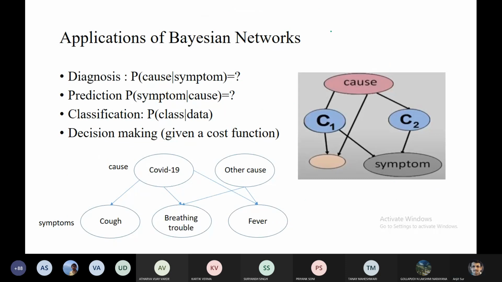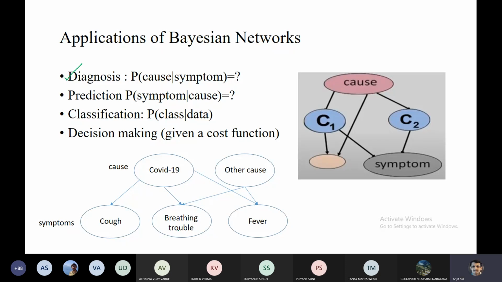Now, given the Bayesian network, we give you an example of what can be done with this Bayesian network. The first thing we can do is diagnosis. What do we mean by diagnosis? It's the causal relationship. That means COVID-19 is a cause, and the symptoms are cough, breathing trouble, fever.